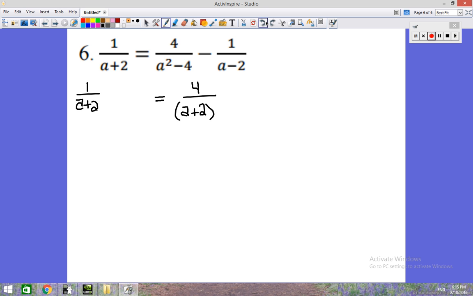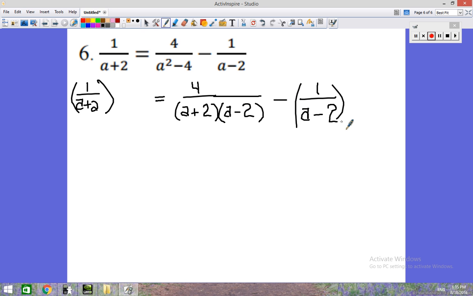A plus 2 and a minus 2, that product is a squared minus 4. And now I have 1 over a minus 2. Alright, so hey, this guy is missing a factor of a minus 2 in the denominator.